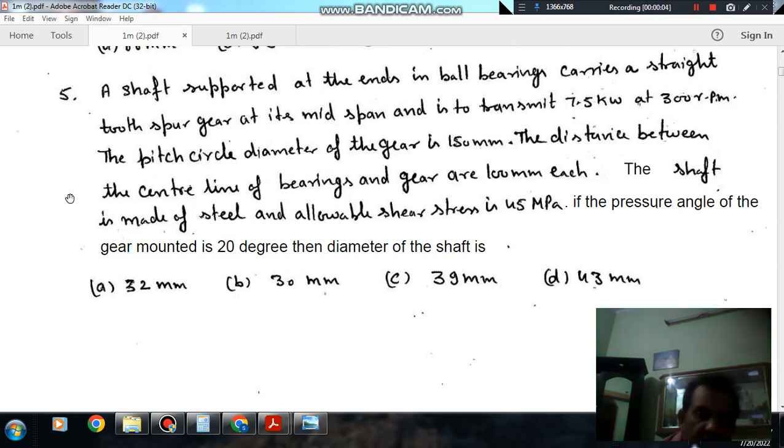Hello, welcome again. We are solving some questions of machine design. The topic is bolt, shaft, rolling and sliding contact bearing.